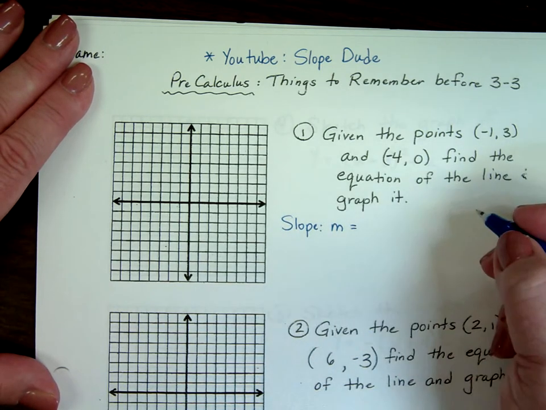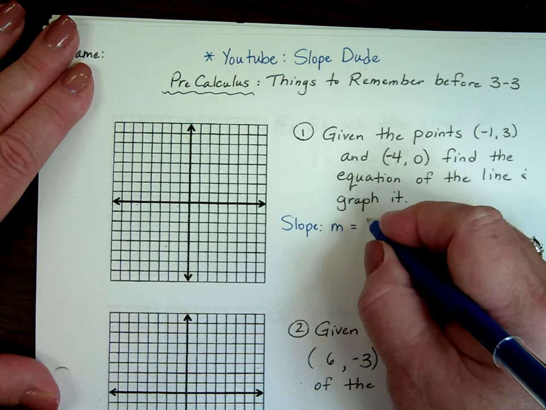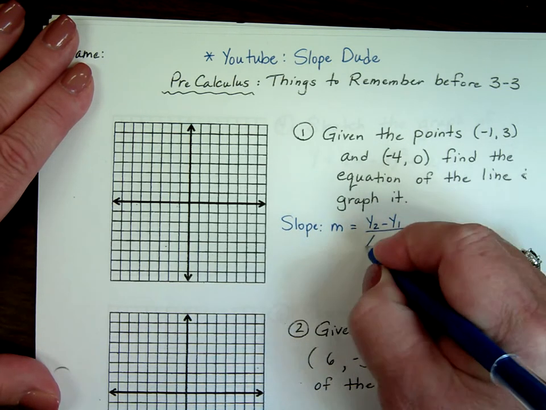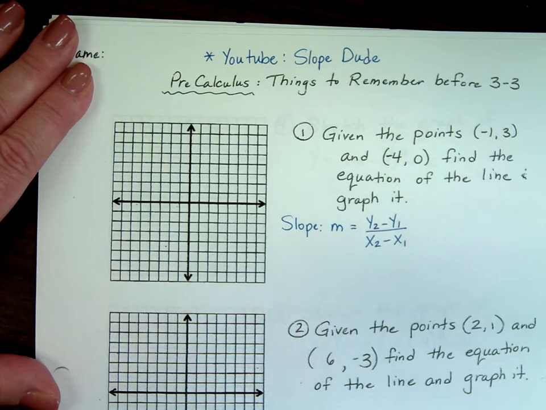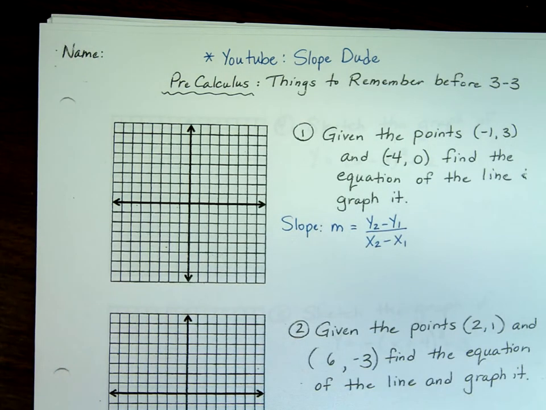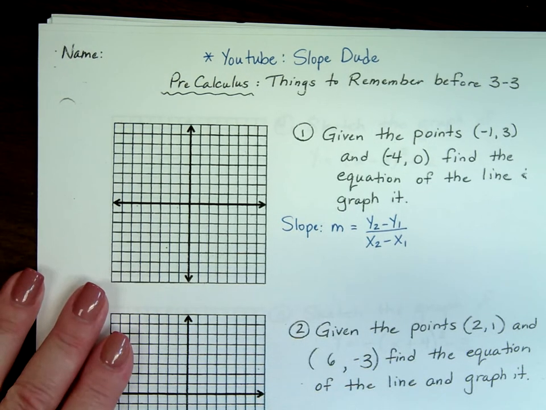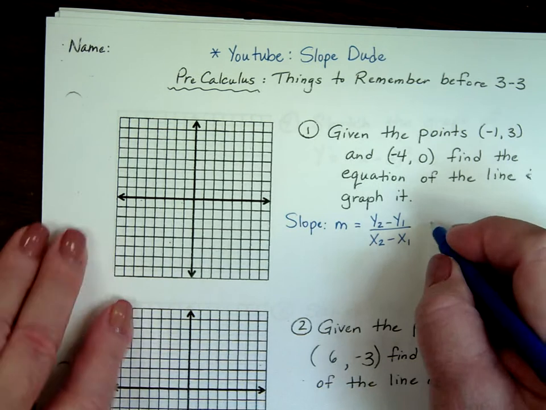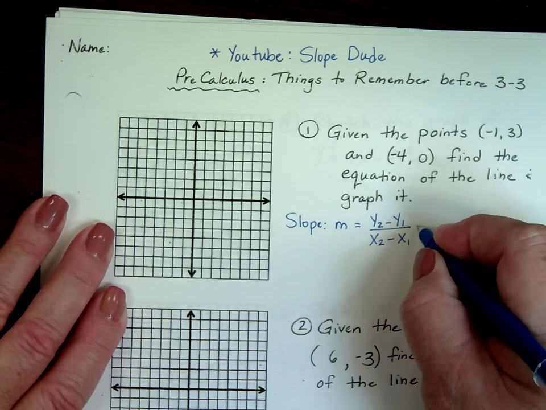So the slope formula says, hopefully you remember, y2 minus y1 over x2 minus x1. And here's the problem with lots of kids. They forget, should the y's be on the top? Should the x's be on the top? Who's on the top? Who's on the bottom? And so that question comes up a lot. And so here's a way that I remember it.